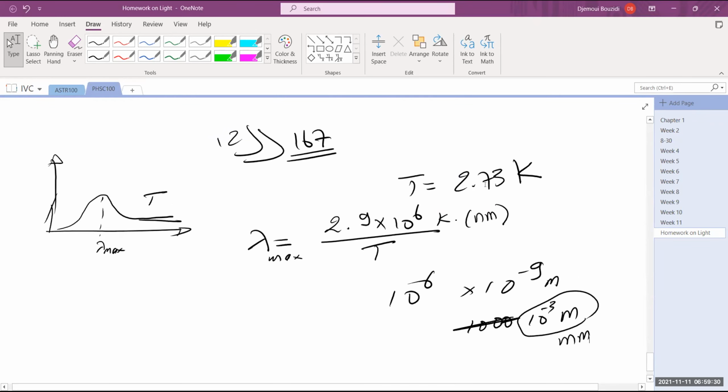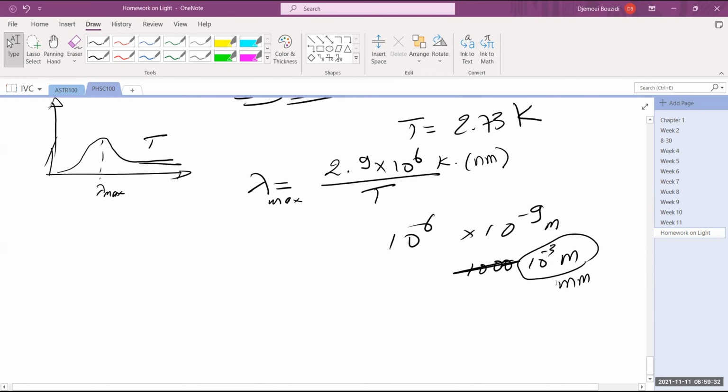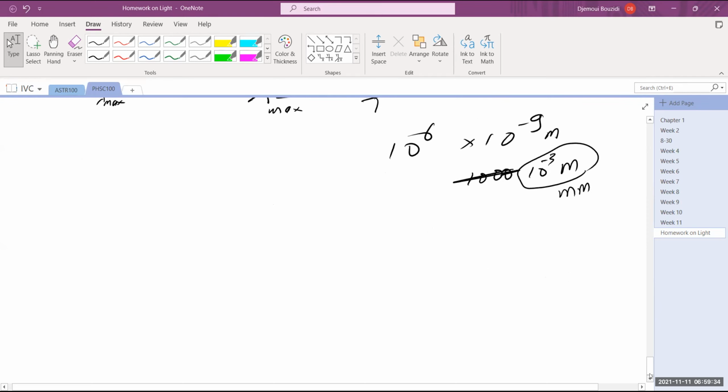2.9 divided by 2.73, which is slightly more than 1. And then refer to this electromagnetic spectrum to find that it should be right at the boundary between the infrared and the microwave. And it's not visible, of course. You cannot see it with your eye. It's too short of a wavelength, extremely low energy.